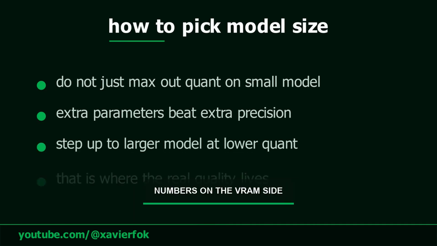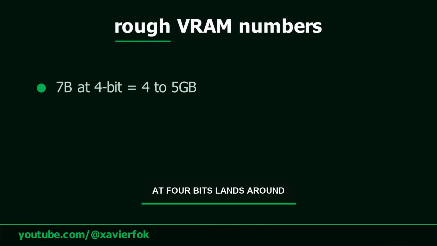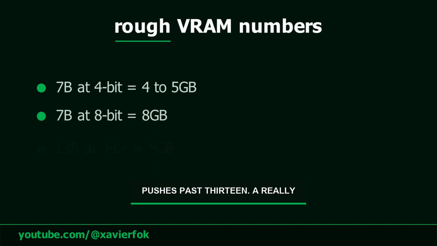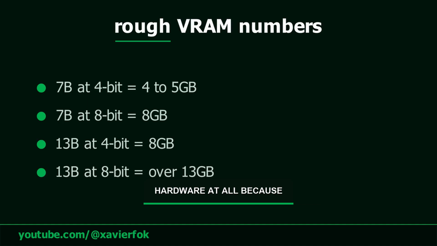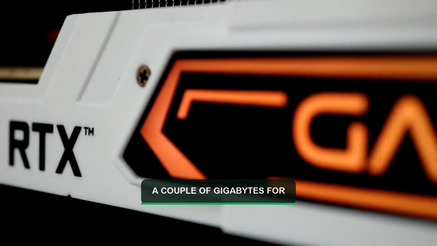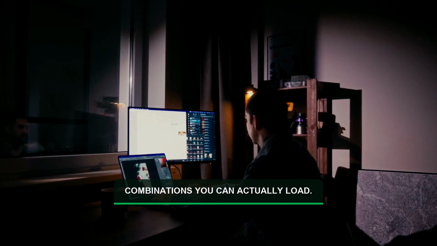Let me put some actual numbers on the VRAM side so you can plan. A 7 billion parameter model at 4 bits lands around 4 to 5 gigabytes. The same model at 8 bits is closer to 8 gigabytes. A 13 billion model at 4 bits is roughly 8 gigabytes, and at 8 bits, it pushes past 13. A really big model, the kind with tens of billions of parameters, only becomes possible on consumer hardware at all because of aggressive quantization. Those rough numbers are how you reverse engineer what fits. Take your card's VRAM, subtract a couple of gigabytes for overhead and working memory, and what is left tells you which model and quant combinations you can actually load.